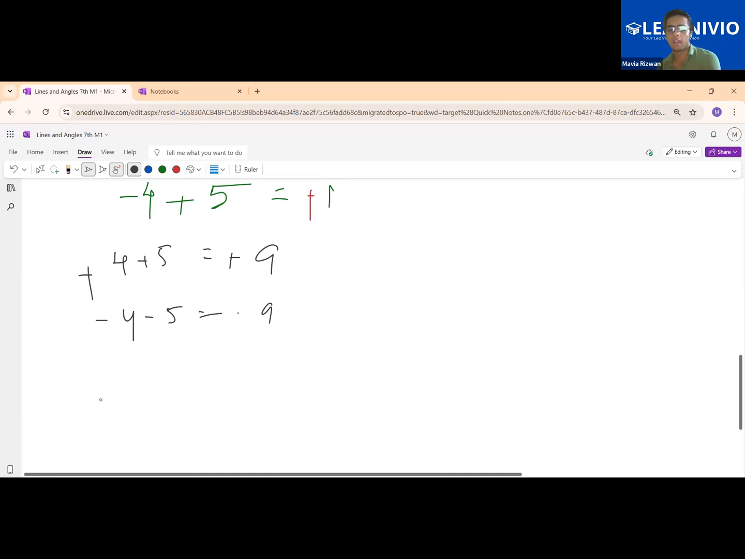Now the last one: plus 4 minus 5. Different signs, so we are going to subtract. 5 minus 4 is 1. The greater number has a negative sign, so it is going to be minus 1. Is this clear, guys? Yes. Okay.